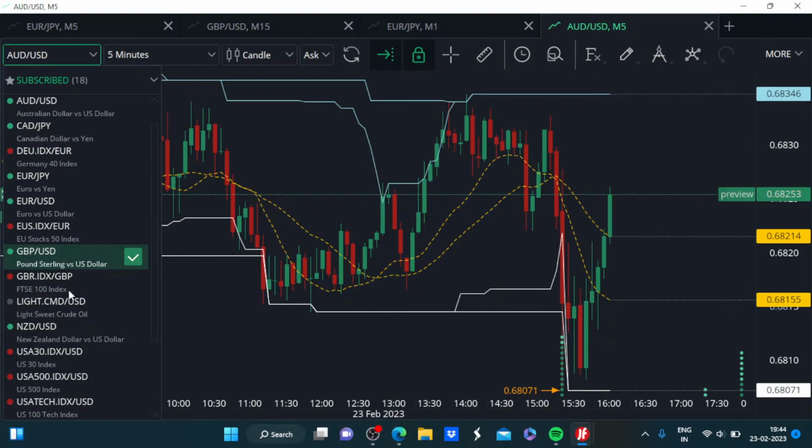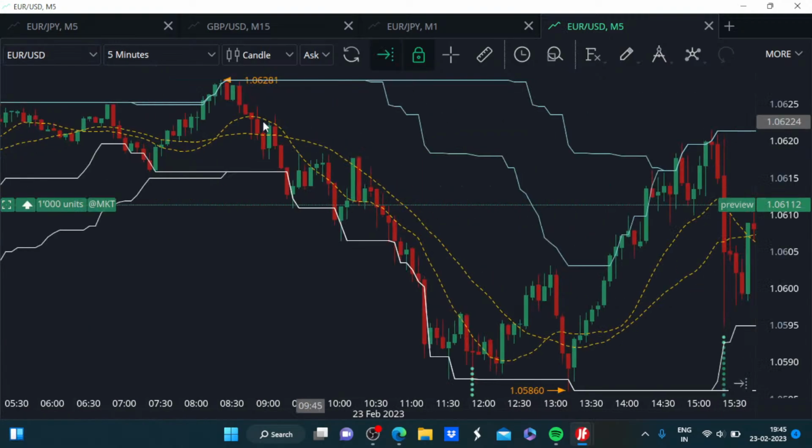Since then, it seems to have been able to hold the ground and consolidate on these higher levels. So we have the euro, which is looking more bullish if we compare it to the AUD and the JPY, the JPY being the most bearish and the euro being the least bearish of all these three currencies.